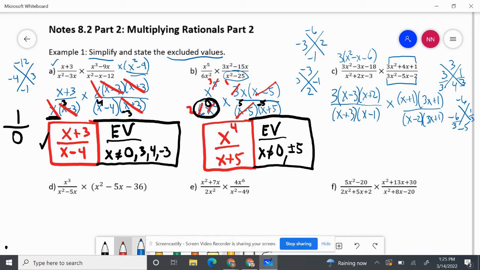Now, for the fun part, we get to cancel. When we're looking at this, we see that the 3x plus 1s could cancel. What else can cancel?